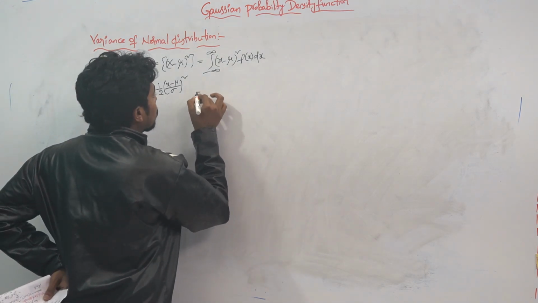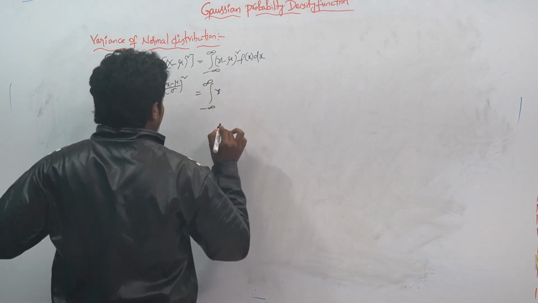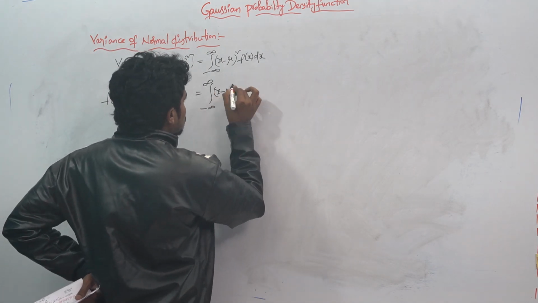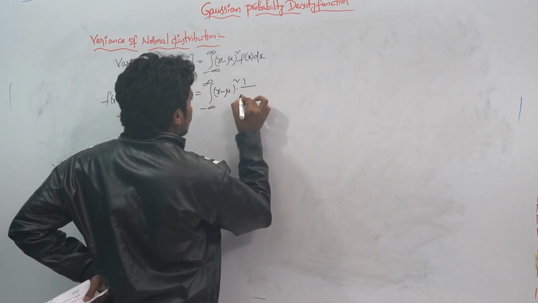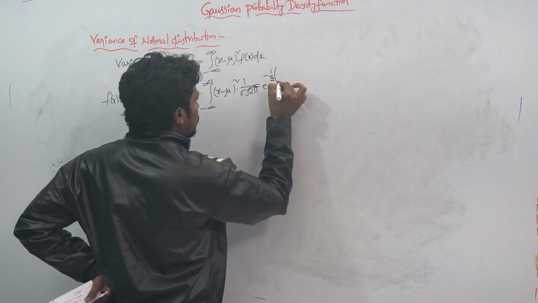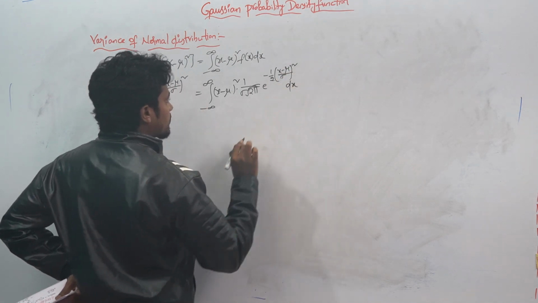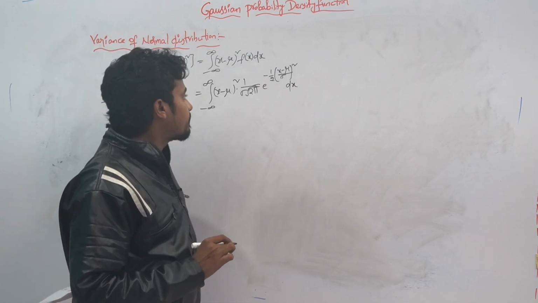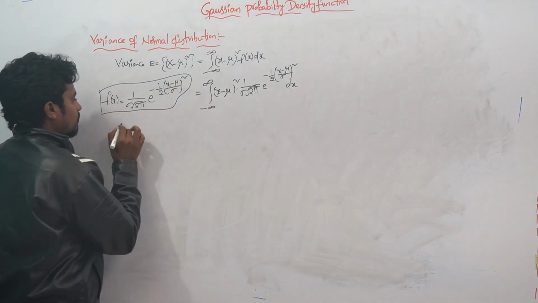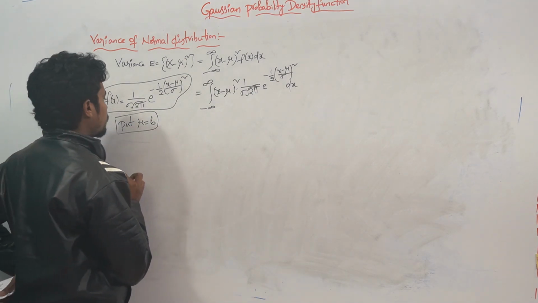What will we get? That will be the integration from minus infinity to infinity of (x minus mu) whole square into f of x, which is 1 divided by sigma into root 2 pi into e power minus 1 divided by 2 into (x minus mu divided by sigma) whole square into dx. And put mu is equal to b. In place of mu, put the b.